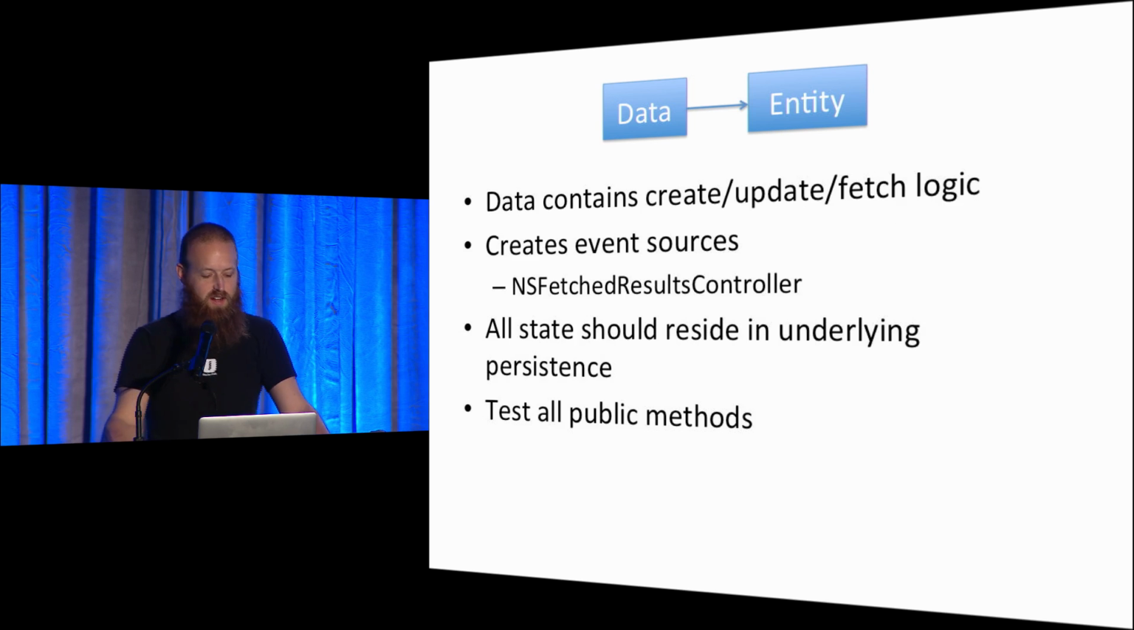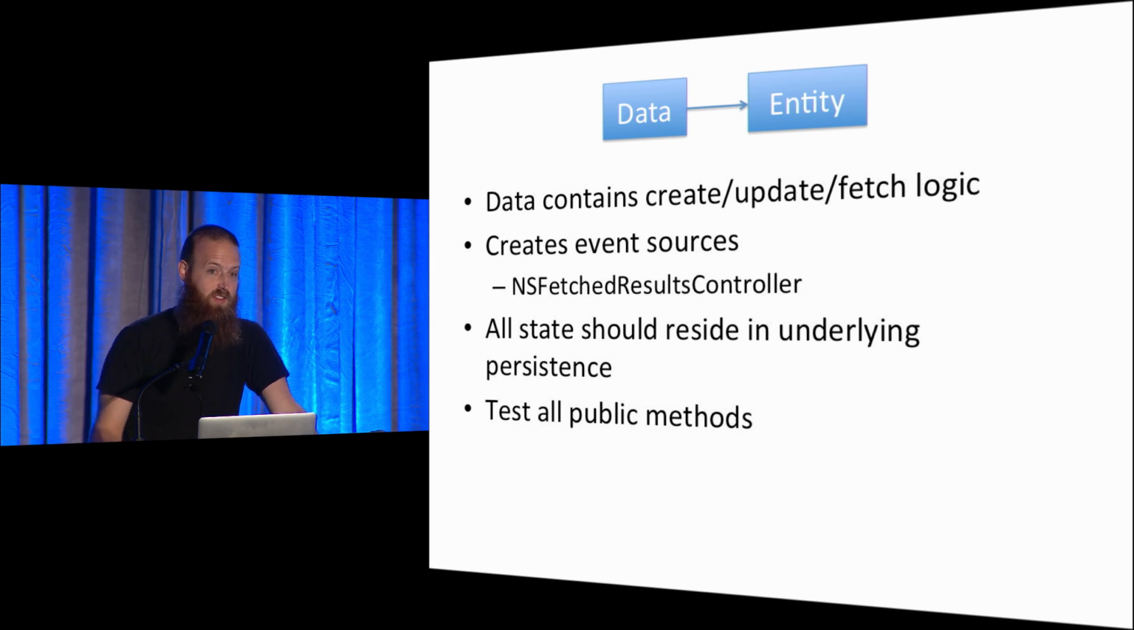Then we have our data layer. This contains our create, update, fetch, delete logic. This is also where we create our event sources. In our case, our event sources were NSFetchedResultsController, and we export this up through our hierarchy so that the view can consume them and directly receive data events as our data changes.